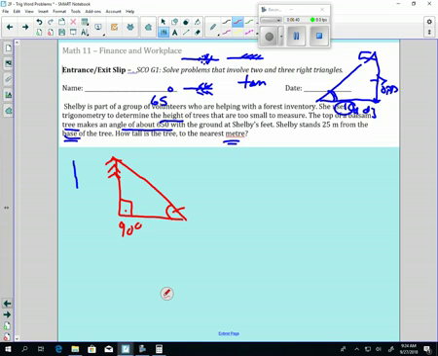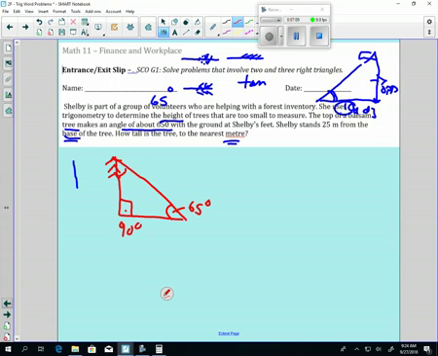So if it makes an angle with the ground, is it going to be this angle or this angle? The top of the tree. Where should I put it? The top makes an angle with the ground. If we're standing there, we're looking at the top. The angle of the top of the tree with the ground is going to be 65 degrees.